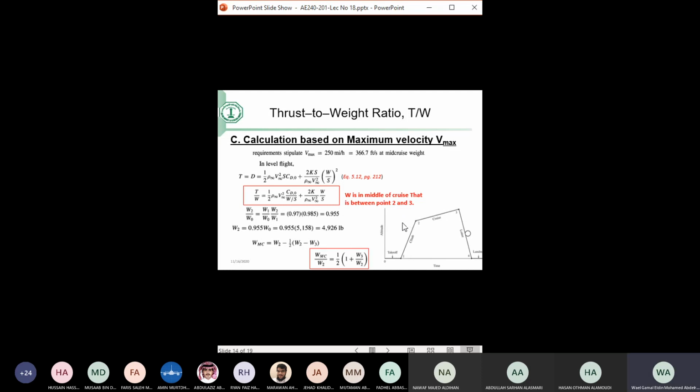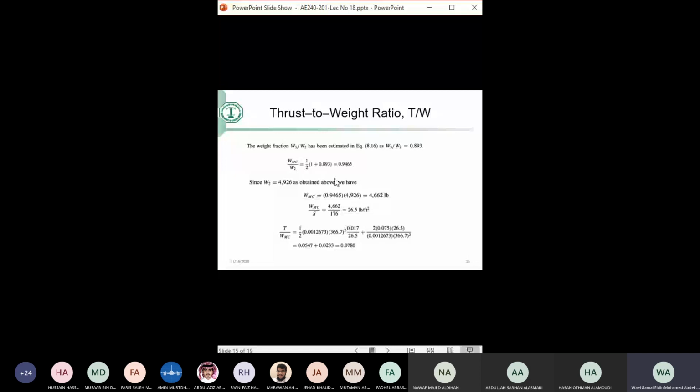Some engineers would use the 4,900 as the weight during the cruise, although it changes a little bit. Others would say, no, we want to be more accurate. I will calculate the weight at 3 and I will take the average. Okay, so at 2, the weight was 4,900. At 3, it will be 4,300, and the average would be 4,600.